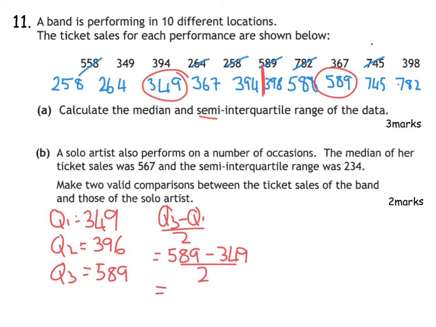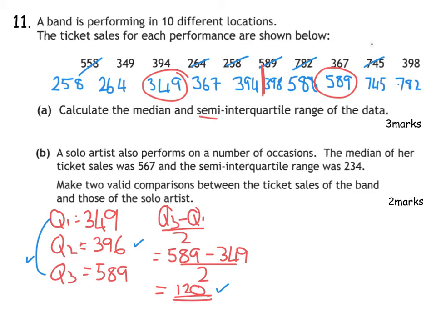And when you work that out, excuse me while I go to my calculator, 589, you get 120. Okay, so the semi-interquartile range is 120. That's worth 3 marks. So on this one, you get a mark for your median and you get a mark for both your quartiles, so they kind of share a mark, and then there's a mark for semi-interquartile range. Then we've got part B.